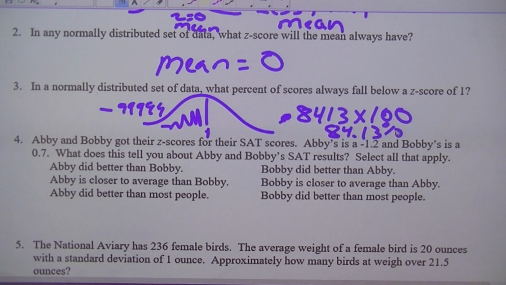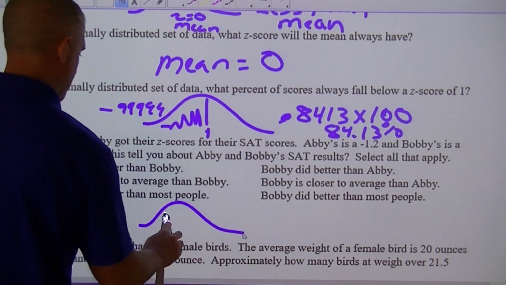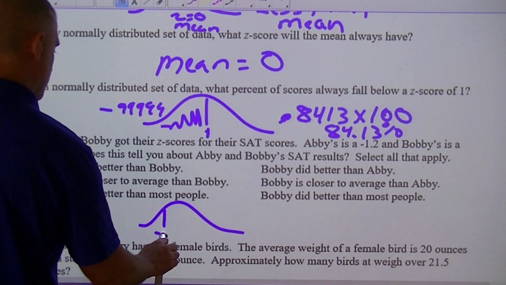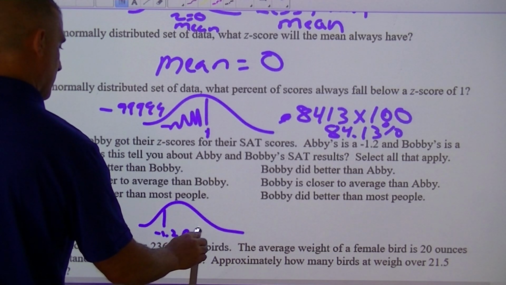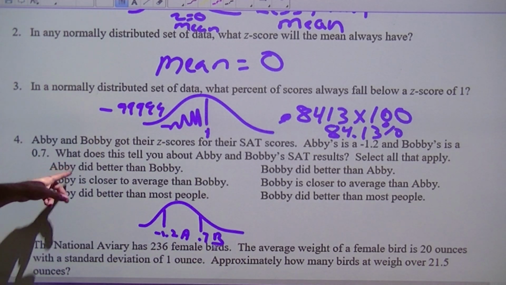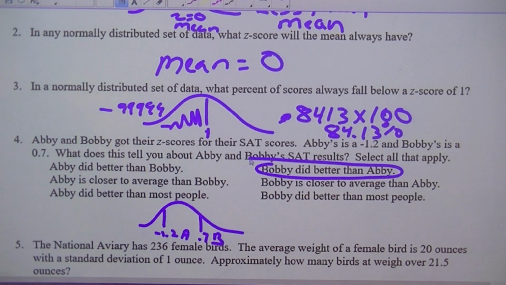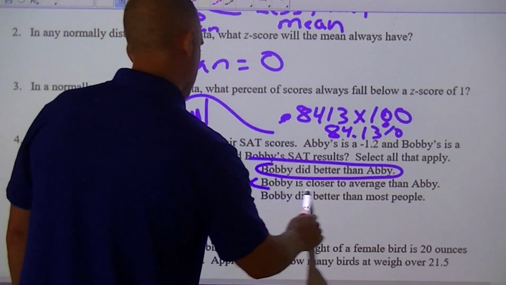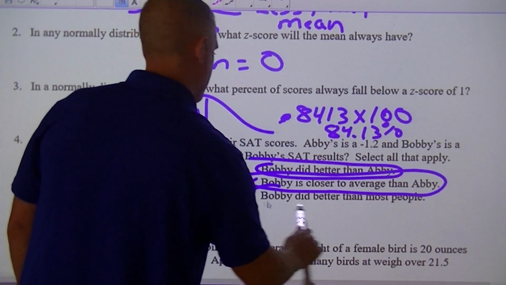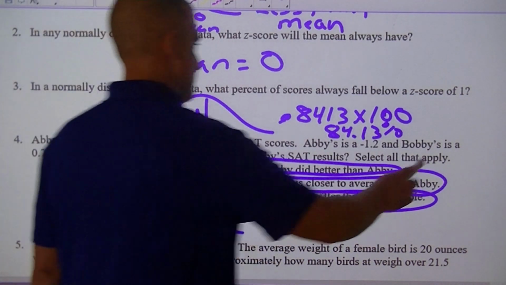Okay? Abby and Bobby got their z-scores for the SAT. Abby got a negative 1.2. Bobby is a 0.7. Which would just tell you about the SAT results. So if this would be negative 1.2, this would be Abby. Okay, 0.7 would be Bobby. Okay, so Bobby actually did better than Abby. Bobby's closer than the average, and Bobby did better than most people. Okay, the further right is better on that.